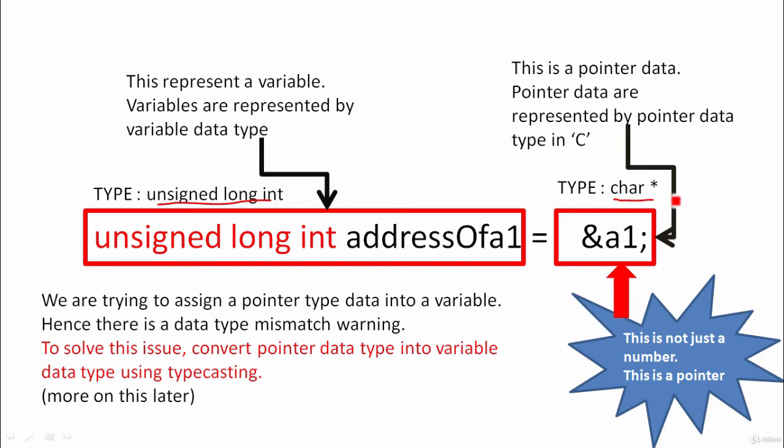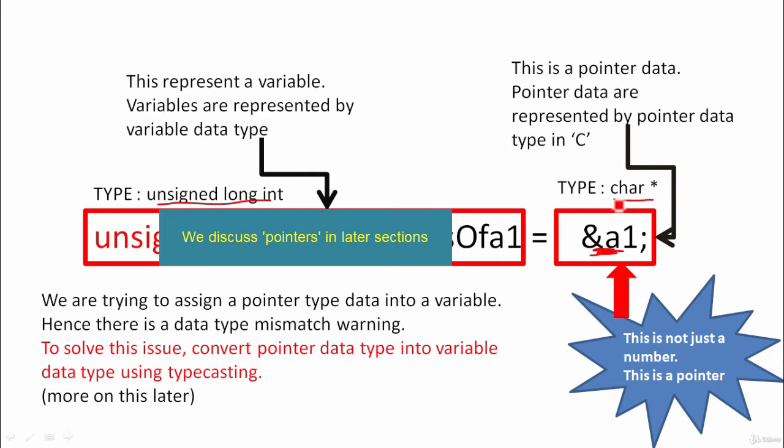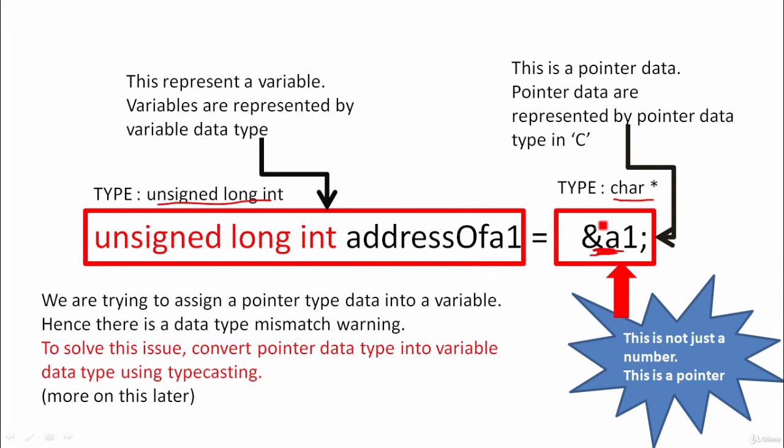So the warning is because you are trying to take an entity of one data type and assign that to a variable of an entirely different data type. So that's why there is a data type mismatch. This is actually not just a number. This is a pointer which belongs to the pointer data type. And the pointer data type happens to be char star in this case. When we cover pointers, you will understand more about that. Here we are trying to assign a pointer data type into a variable. Hence, there is a data type mismatch warning.